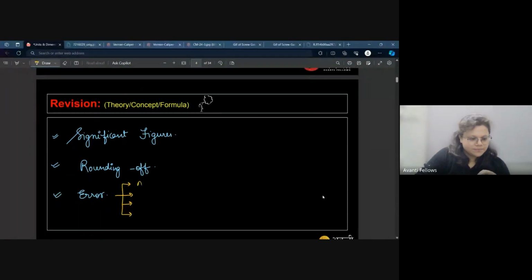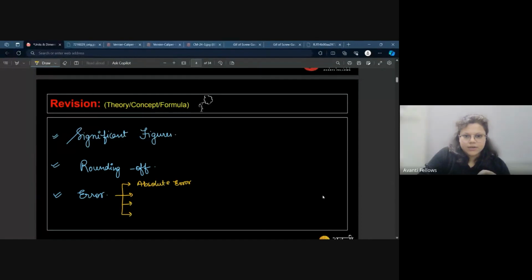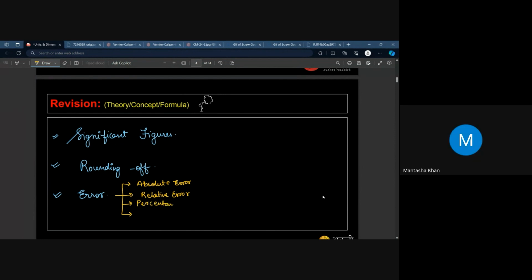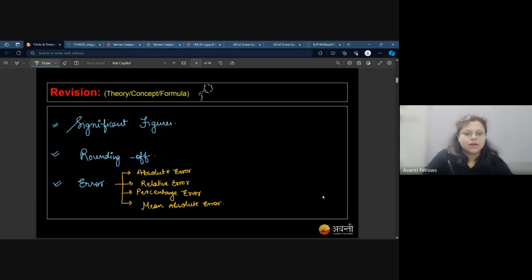Absolute error. Relative error. Okay. Good, Shikha. Can you tell me more? Percentage error. Very nice. Mean absolute error. Very good. So these are the three topics which we discussed in the last class.